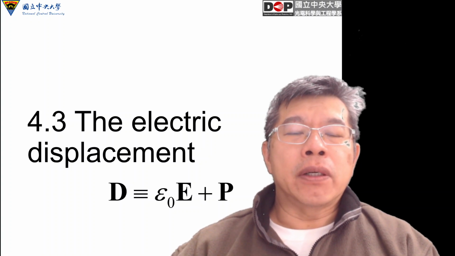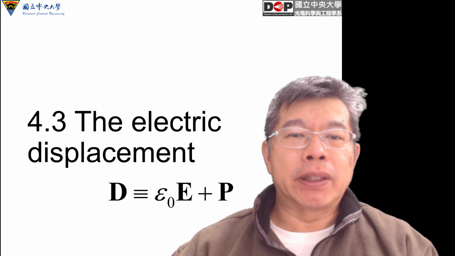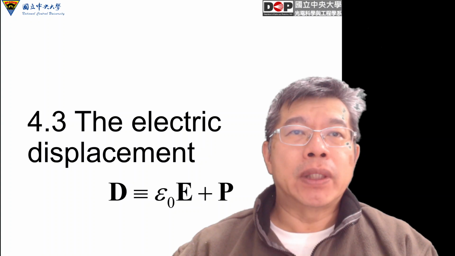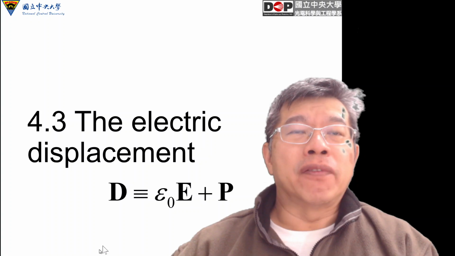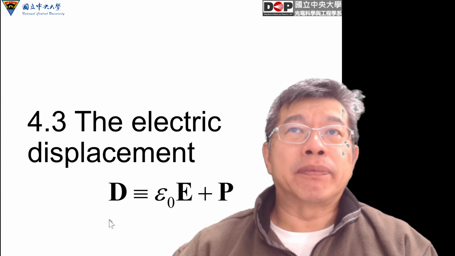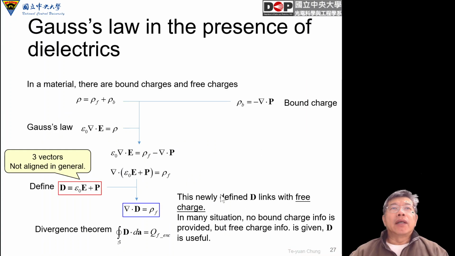Okay. We are talking about 4.3, the electric displacement, which is named D, and it consists of the electric field and the polarization of the material. So obviously, this is for us to describe dielectric material as well. Okay, let's go. In a material, there are bound charges and free charges.